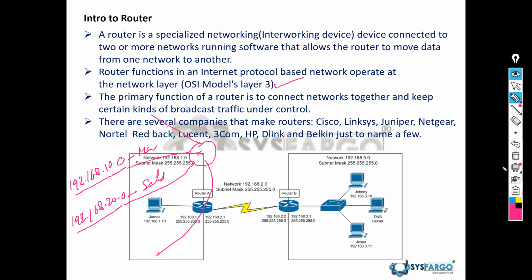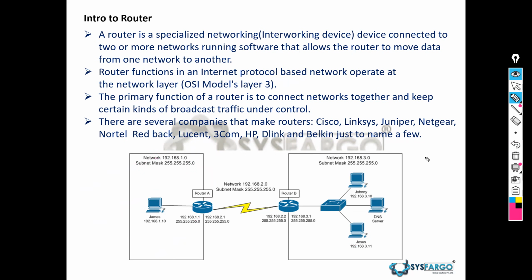These are the different vendors who exist in the market who manufacture routers: Cisco, Linksys, Juniper, Netgear, Nortel, Redback, Lucent, 3Com, HP, D-Link, Belkin. But in this class, we are going to concentrate only on Cisco devices, not on the other devices. So this is the router, and the router also acts as a gateway. Gateway means what? I'll come back to it on the next slide. What exactly is that gateway?